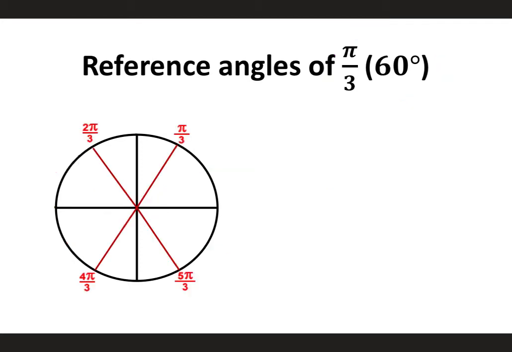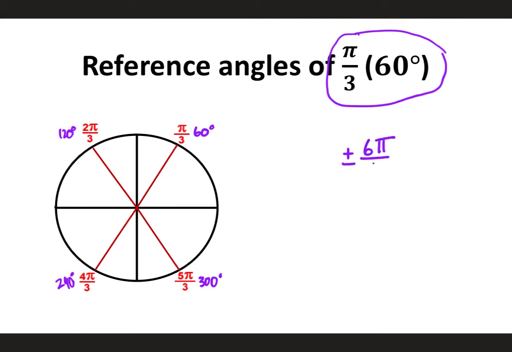All right, going. All of our pi over 3 is going to be a 60-degree reference angle. So all of these are 60 degrees. This is 60 degrees, this is 120 degrees, this is 240 degrees, this is 300 degrees. It's just a different way of listing it. If I want to find the coterminal angles for any of my pi over 3 or 60-degree reference angles, I'm going to add and subtract chunks of 6 pi over 3. So if I add 6 pi over 3, that's like adding 360.